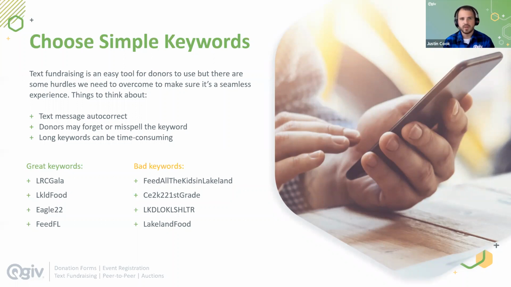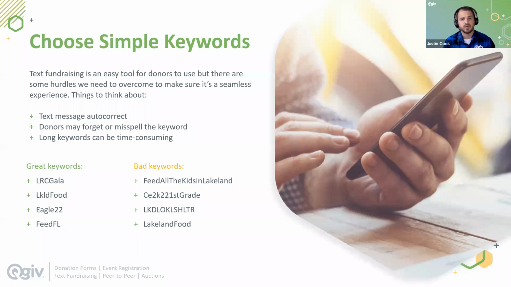So for example, text message autocorrect. It's on Android devices, it's on iOS devices. It's one of those things where you have to plan for it, because if you enter a keyword in there and it gets autocorrected, it's going to create a bad experience for your donors. So make sure that you choose a simple keyword and make sure to account for that text message autocorrect.